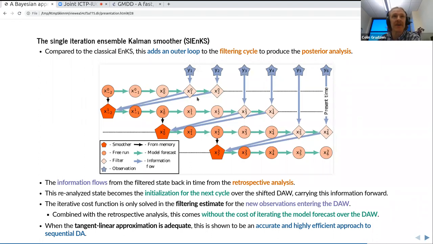when the tangent linear approximation is adequate, this is shown to be an accurate and highly effective approach to sequential DA, at least in a variety of toy model test cases. Let's make that qualification. This has not currently been implemented in a full-scale model. Our results are basically with respect to toy models at this point.